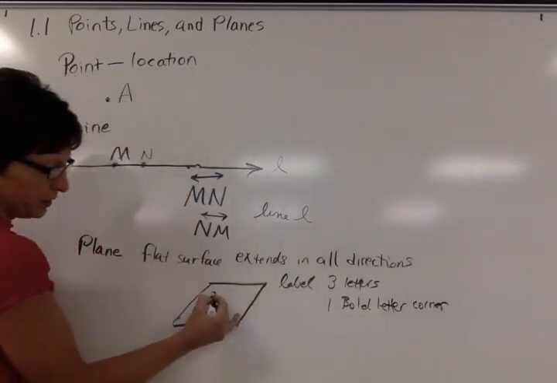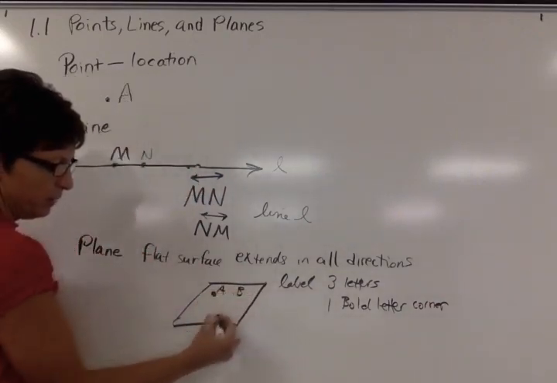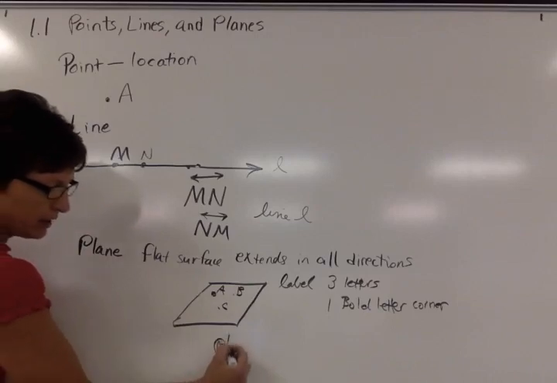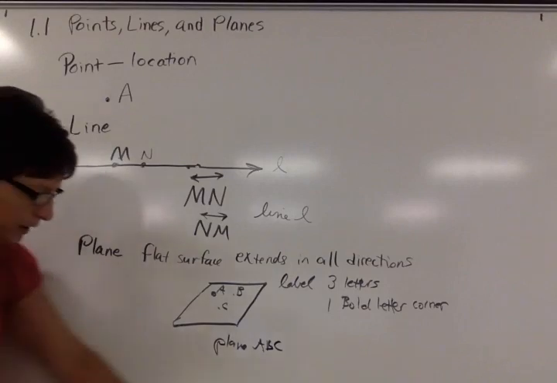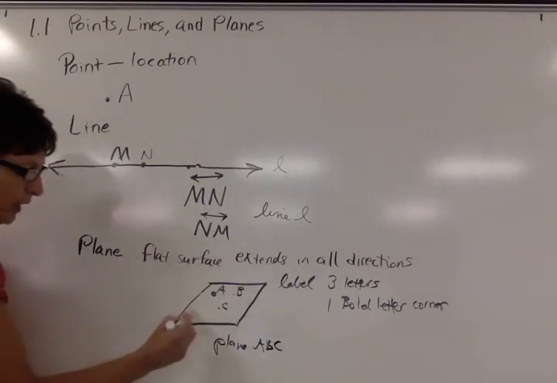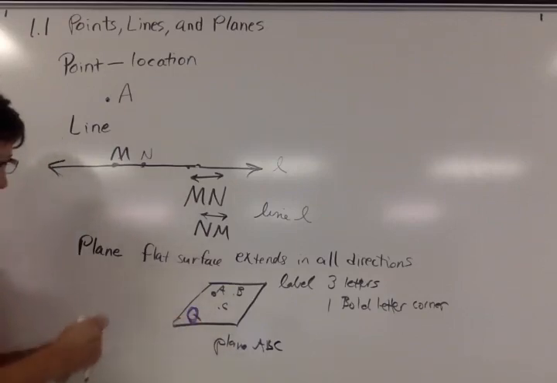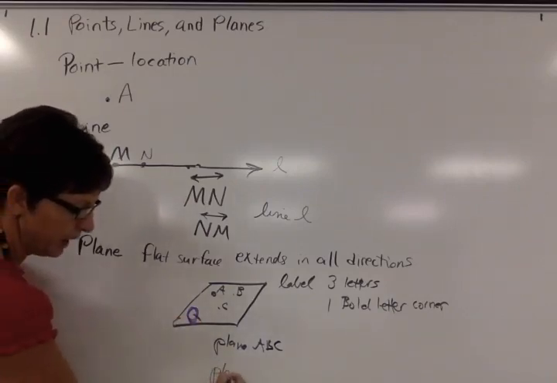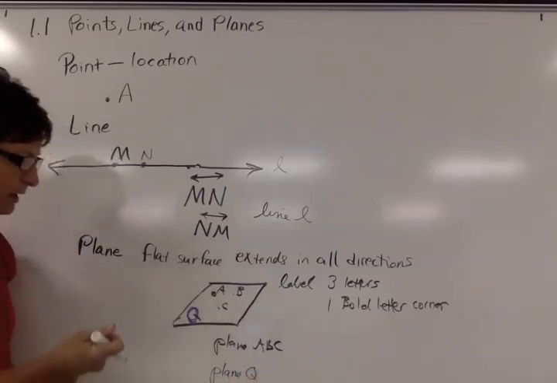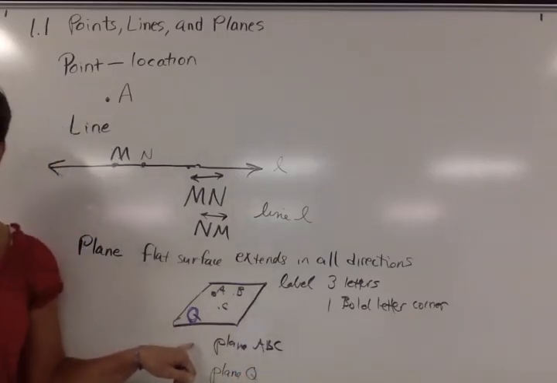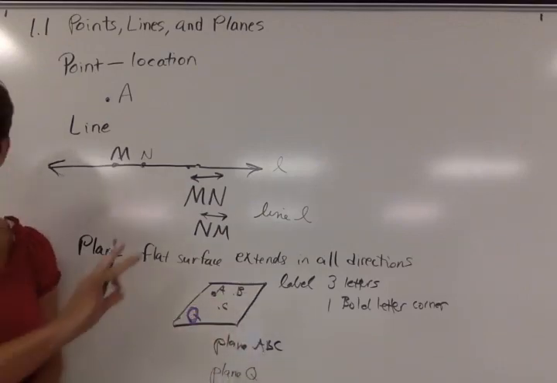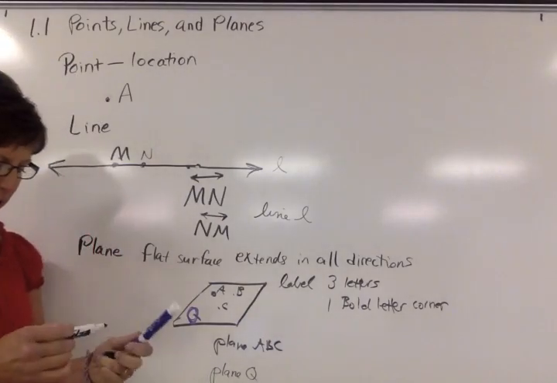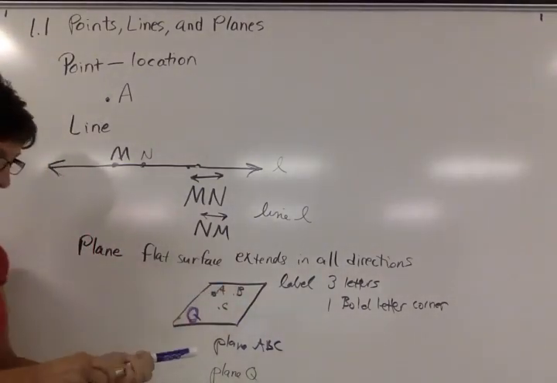So if I put the points on here of A, B, and C, I could say that this is plane ABC. Or if I put, let's say, a bold letter Q here in the corner of this plane, I could also say that this is plane Q. It doesn't have a point next to it, so this could also be just labeled as plane Q. When I have the points next to them, then I use 3 of the letters.